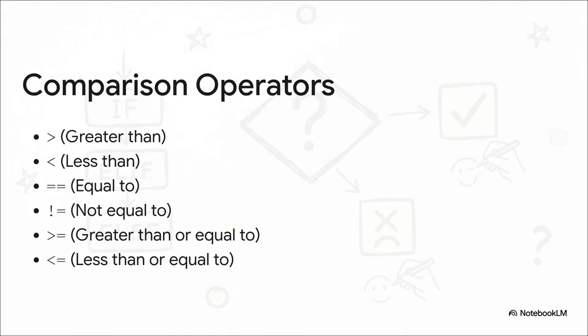So, what kinds of questions can our code actually ask? Well, it uses these things called comparison operators. Just think of them as the vocabulary for our questions. They let us compare stuff. Is this number bigger than that one? Are these two words exactly the same? These symbols are the tools we use to build those true or false questions for our if statement.